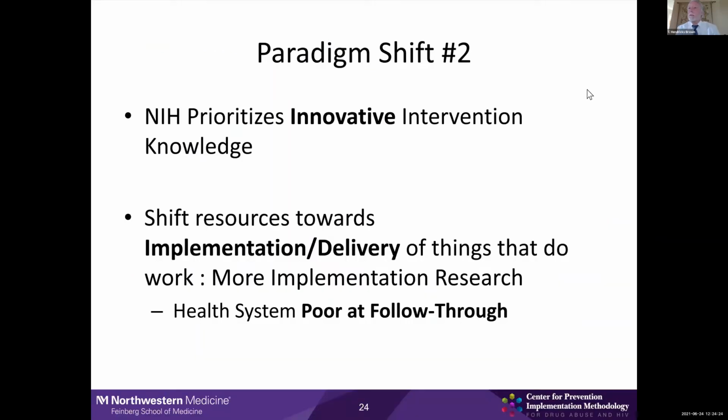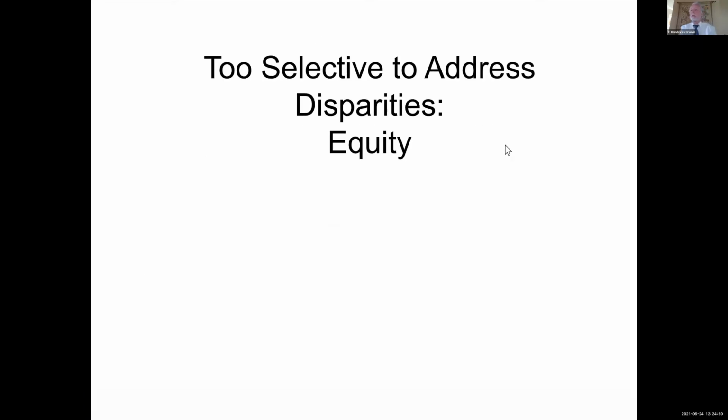So here's another paradigm shift. NIH now prioritizes innovative intervention knowledge, and there's nothing wrong with that. But what it really does say is if you really want to make impact on populations, you need to put much more resources in the implementation and delivery of things. And our health system is poor at follow through, particularly in this issue of looking at disparities.